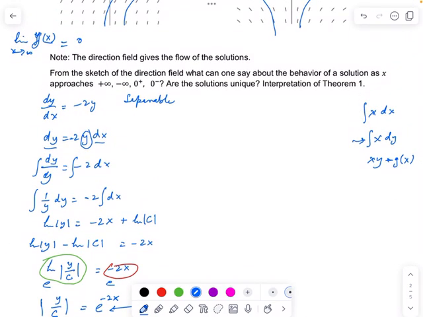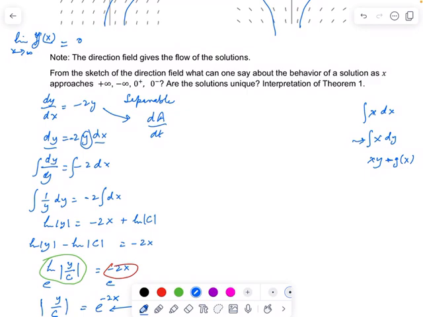Now, why did I go into detail about this one? Because this type of equation, you might have seen before, depicts the decay curve. This is what we call the decay curve, or the model for decay of anything.